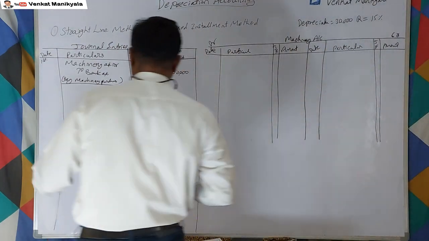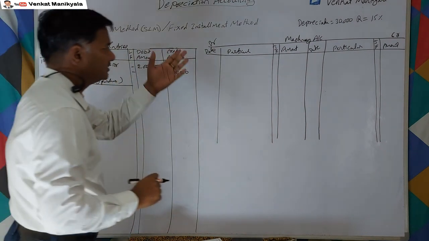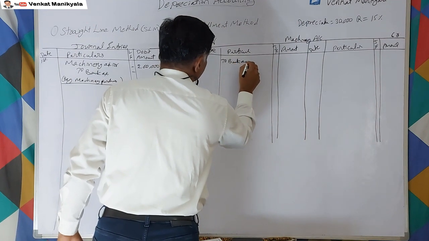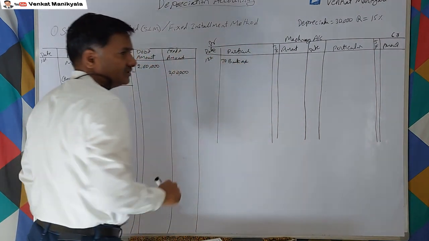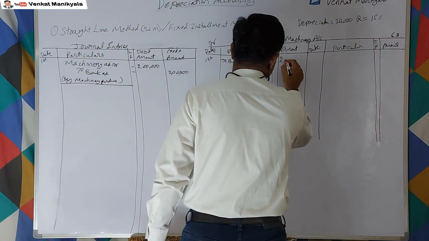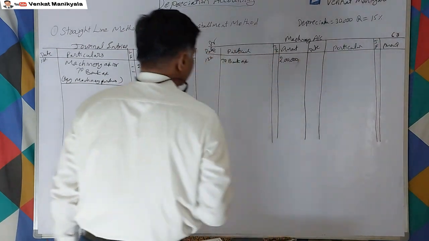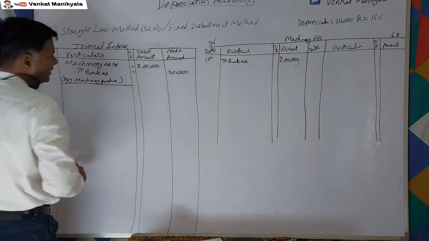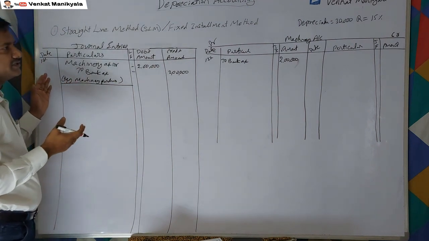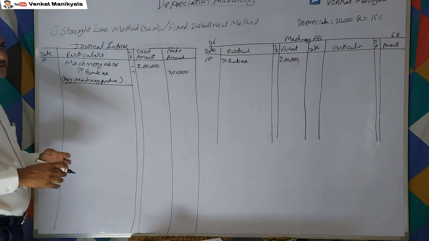Now post the journal entry. Machinery account debtor to bank account. In the first year, at the beginning, to bank account 2 lakhs, right? 2 lakhs. So the next journal entry would be, there is nothing, nothing has happened during that year. So many transactions may happen, but as far as the machinery is concerned, nothing is happening.